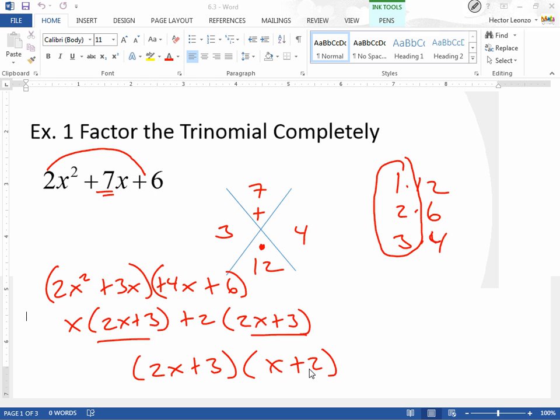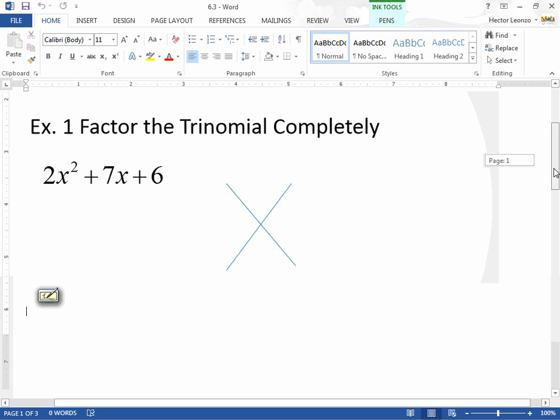So whenever the leading coefficient is not 1, multiply the first and last number to know what you want your numbers to multiply to, and keep the middle number as what the numbers should add up to. But we don't go straight to factoring. These numbers 3 and 4 are just how we're going to split the middle term. All right, let's take a look at another question.